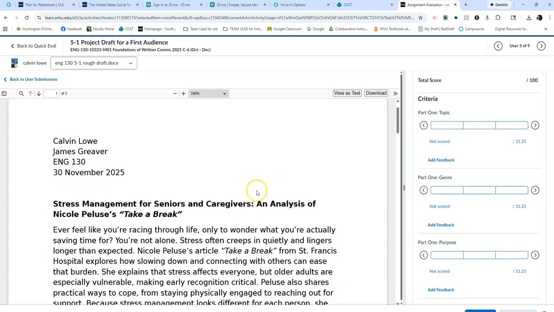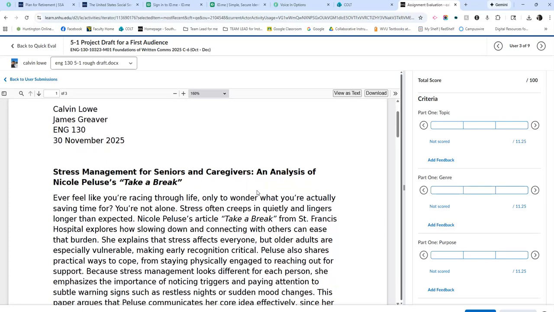Okay. Title should not be in bold, but it looks good. Your title looks good. It just should not be in bold.